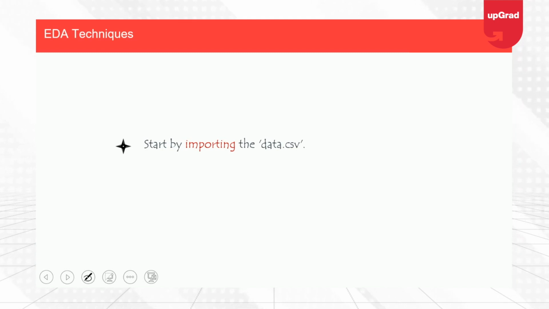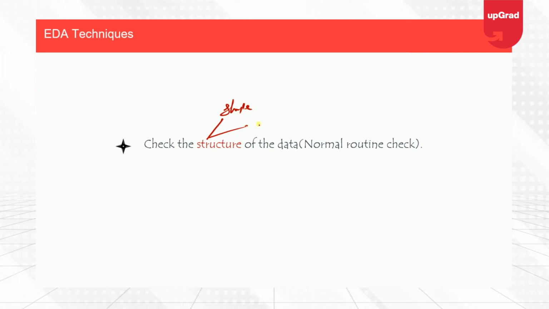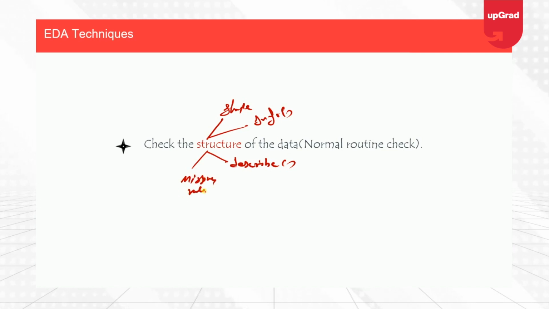Once you have successfully imported the data using pandas, the next step that you are supposed to do is check the structure of your data. So it is basically a normal routine check, and in this check you're going to verify the shape of your data. You're going to verify the various information provided by the data. You're going to check the description or describe the data. You're going to check the missing values percentage. So that is something that you can check.